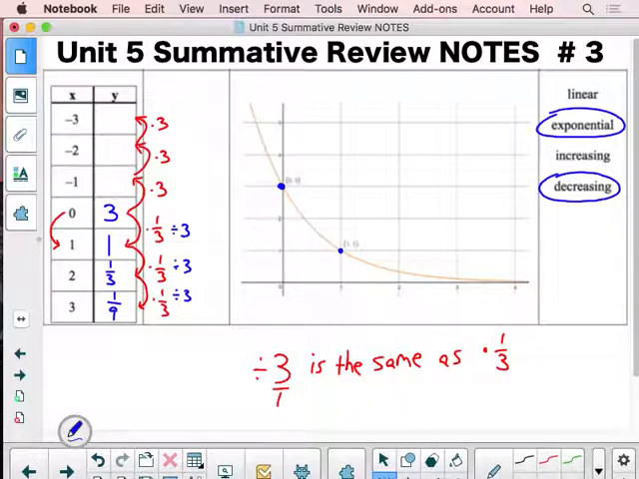Now, going the other way, multiplying by 3. 3 times 3 is 9. 3 times 9 is 27. And 3 times 27 is 81. So now we have our table filled in. The only thing we have left to do is to write the function. So let's write it up here.